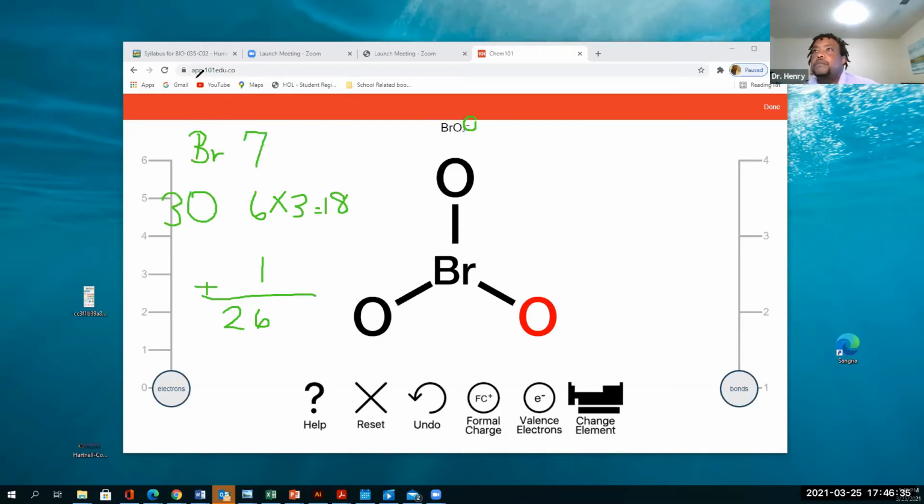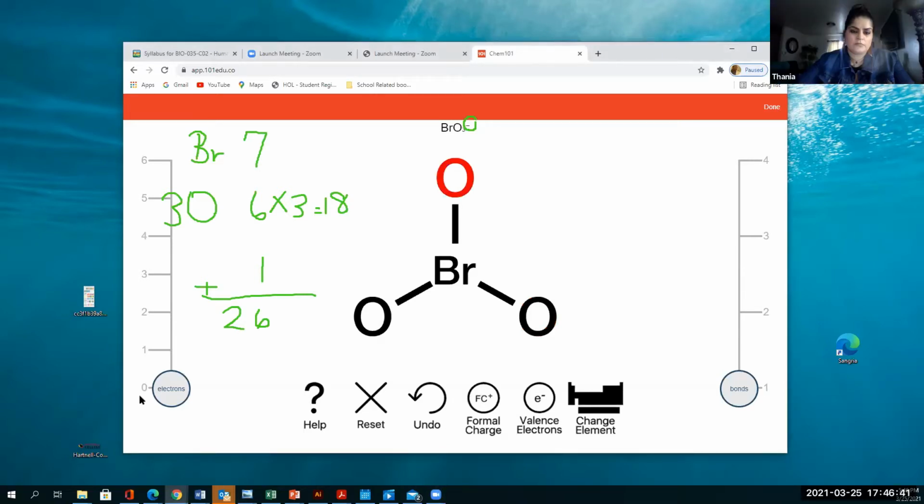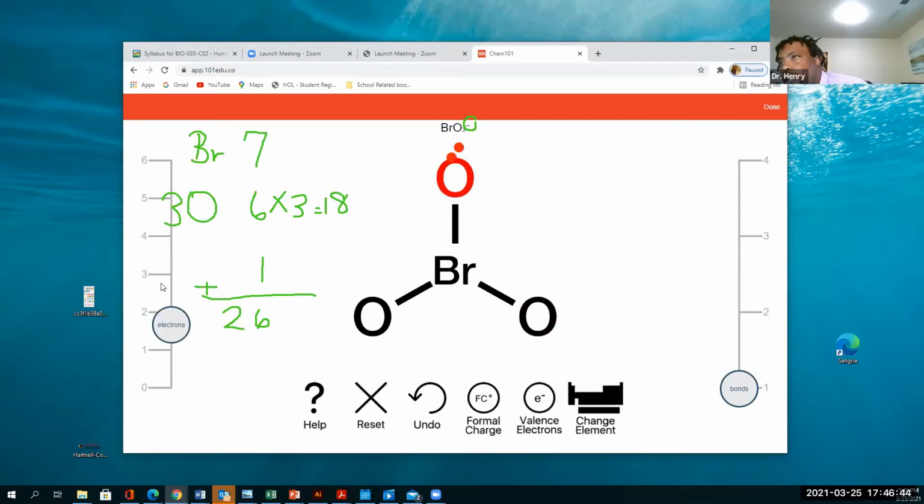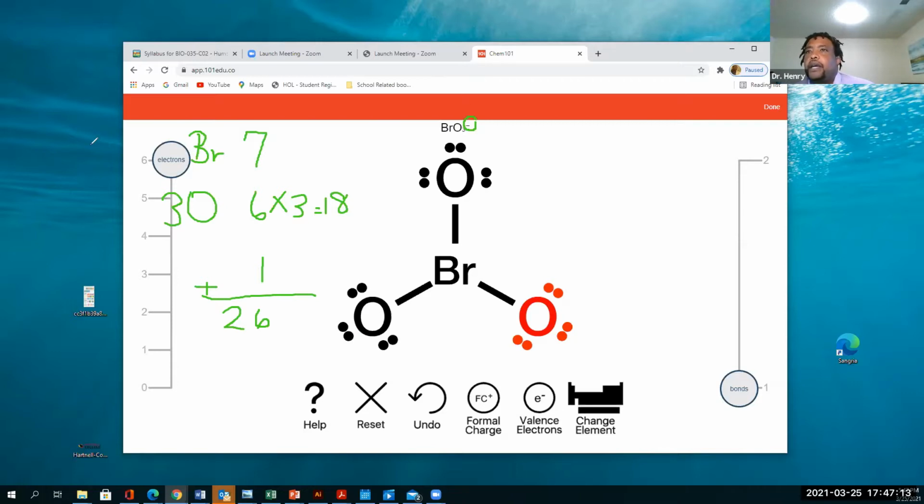So I know I'm working with 26, so I'm just going to start putting my electrons up. We know that oxygen is going to have 3 lone pairs around it. So that's a total of 6. Then that gives me 12. Now we're at another 6, so that's 18. And then I put 1 more. Another 6, that's 24. And I need to get 26.